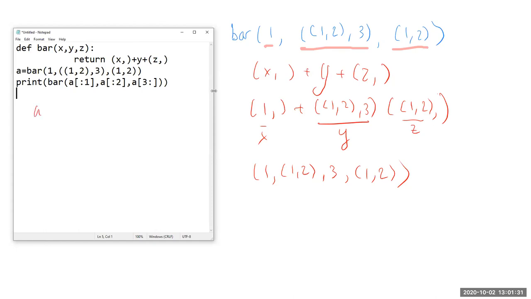Now, the question is, we want to call bar again, but with the values a1, a2, a3. Let's analyze first. A1 stops at 1, so the value should be just 1. A2 should be 1 until 2. And A3, till the end, is 0, 1, 2, 3, so it's basically just 1, 2.